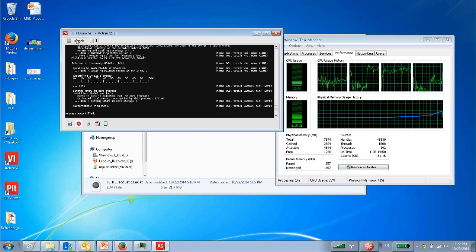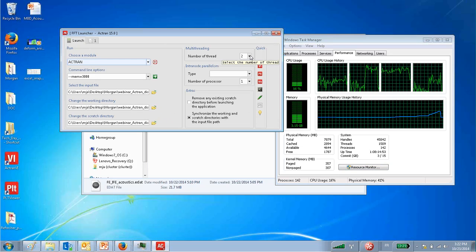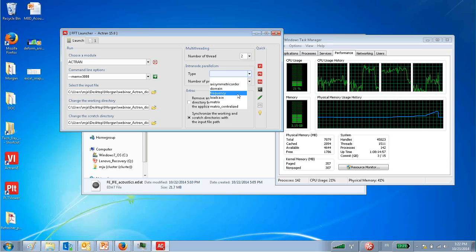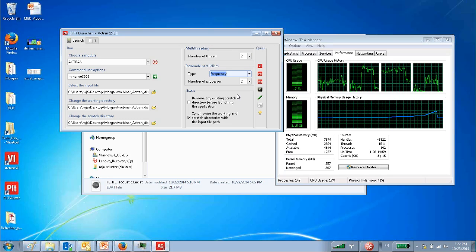Okay, I killed the process just to show you that you could have been using MPI parallelism as well. So for this model, the frequency parallelism is the one that you want to use. I can, of course, use multithreading, but on this computer, I'm just going to show you the frequency parallelism right now. So I select frequency for the type of parallelism, and then 2 processors. Then I launch.